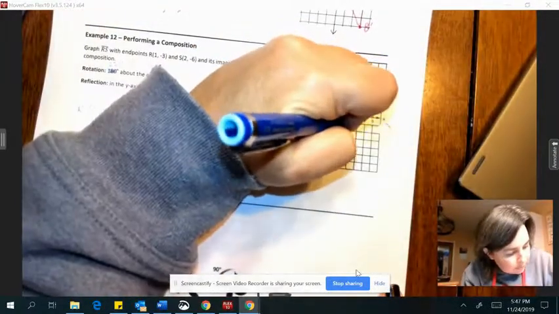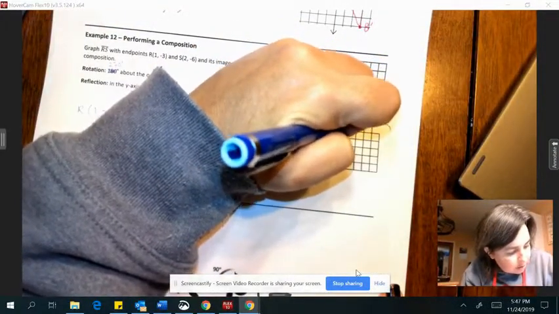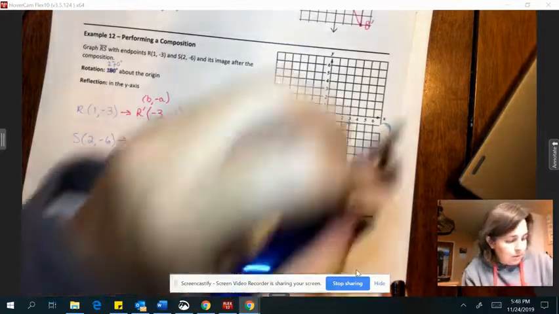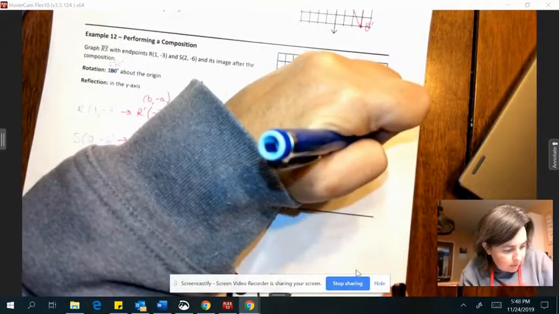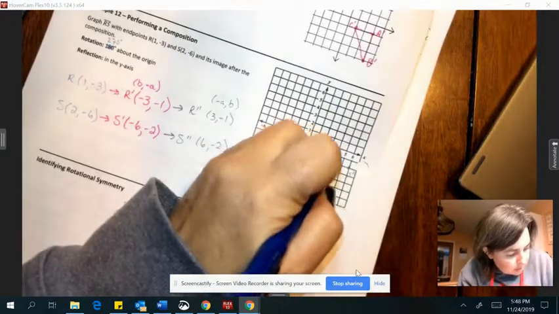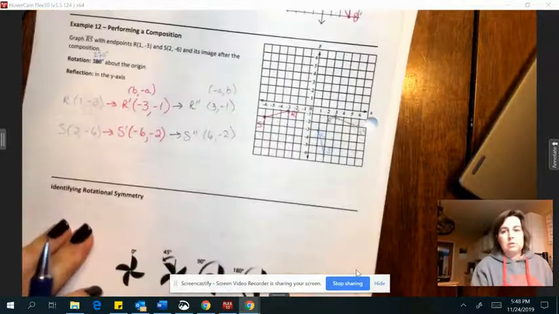So 3, negative 1 is here. This is R double prime. And 6, negative 2 is here. And that is S double prime. So the answer is right there.